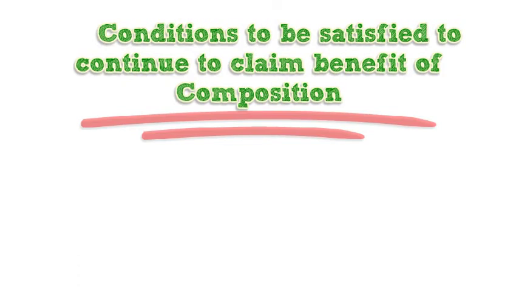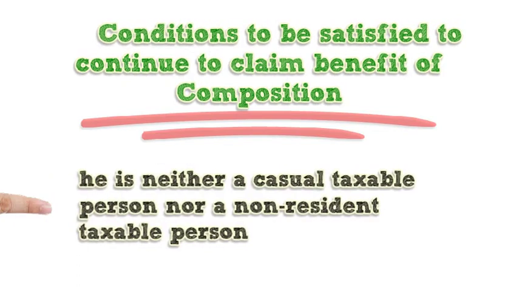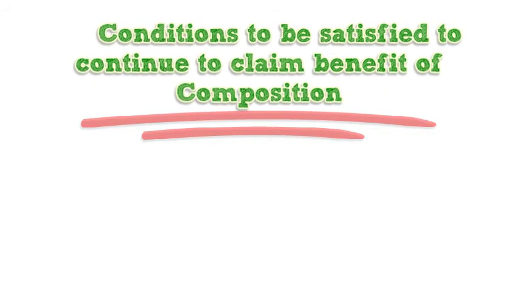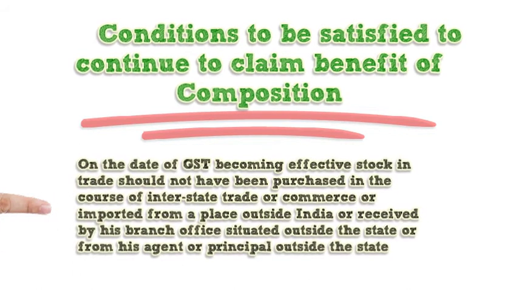Conditions to be satisfied to continue to claim benefit of composition. He is neither a casual taxable person nor a non-resident taxable person. On the date of GST becoming effective, stock in trade should not have been purchased in the course of interstate trade or commerce, or imported from a place outside India, or received by his branch office situated outside the state, or from his agent or principal outside the state.